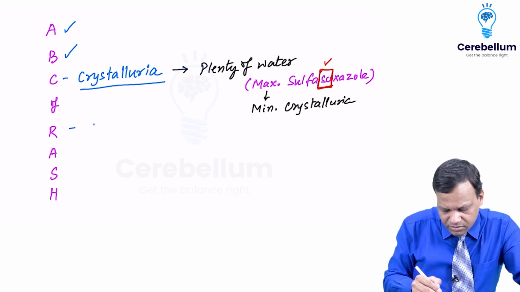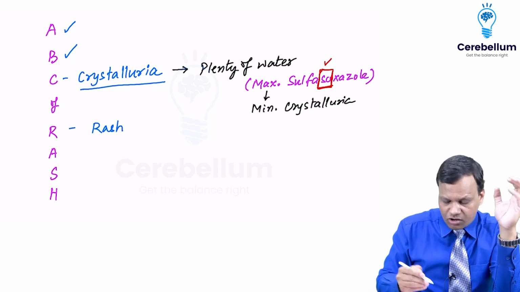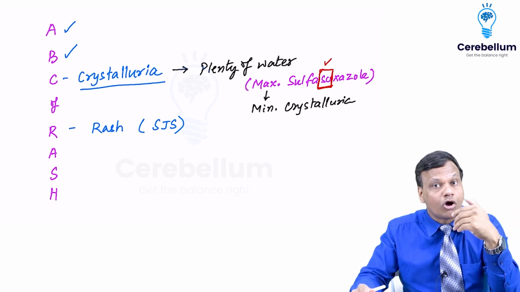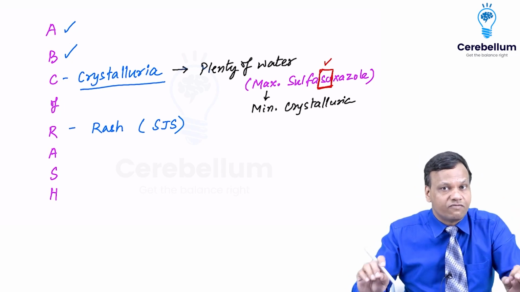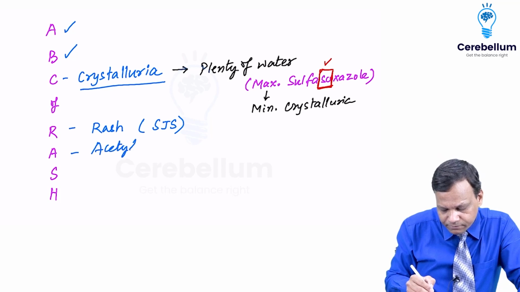We all discussed sulfonamides can cause allergy. In fact, they are a very common cause of Steven-Johnson syndrome. In Steven-Johnson syndrome, the most common antibiotic implicated is sulfonamides. Then A for acetylation and S for SLE.